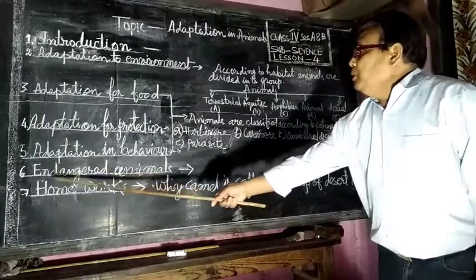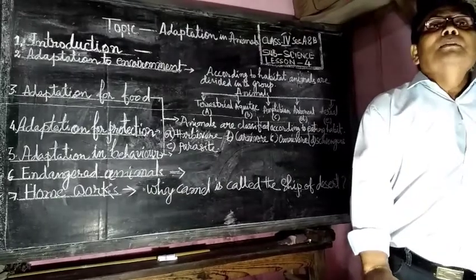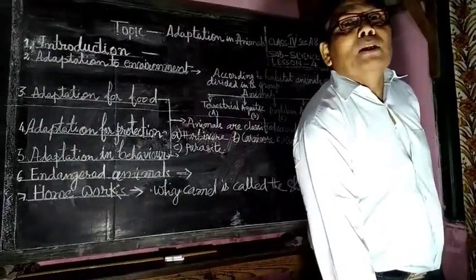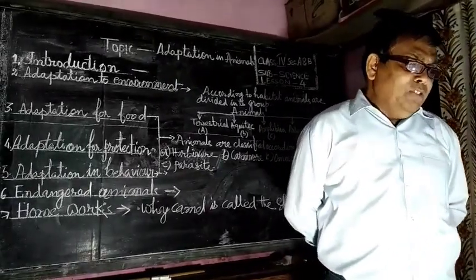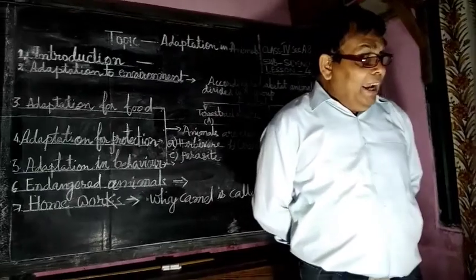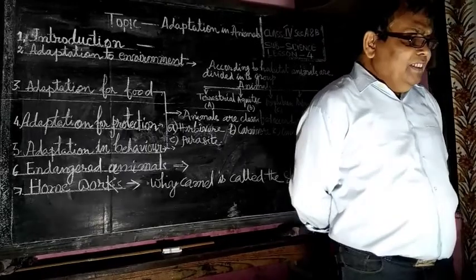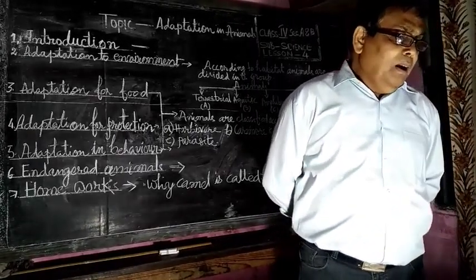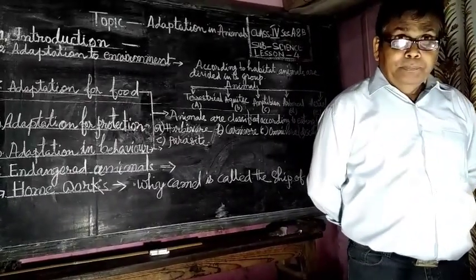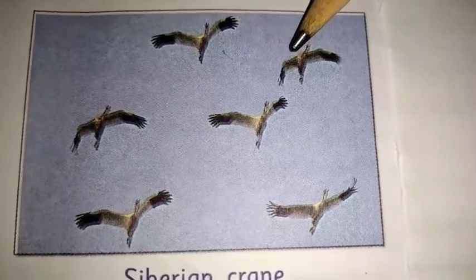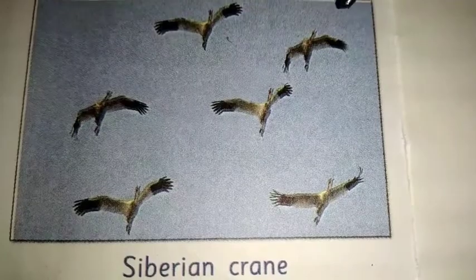Our next point is adaptation in behavior. Adaptation in behavior comes from migration of animals from one place to another. Migration is the mass movement of animals from one habitat to another. Animals and birds migrate to a warm climate in search of food and to escape the harsh winter cold. Let's see the picture. These are Siberian cranes. During winter, they migrate from Siberia to India and other countries.